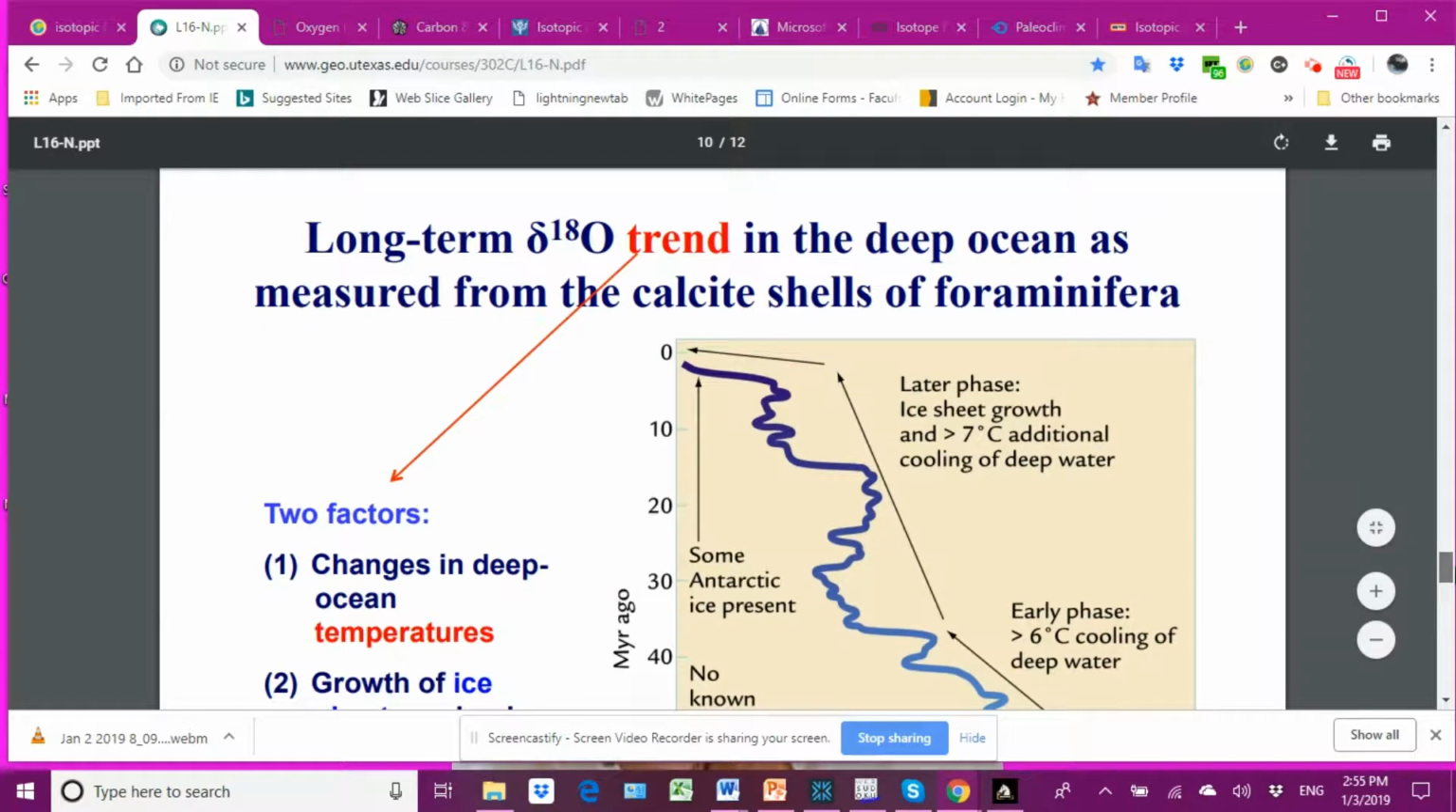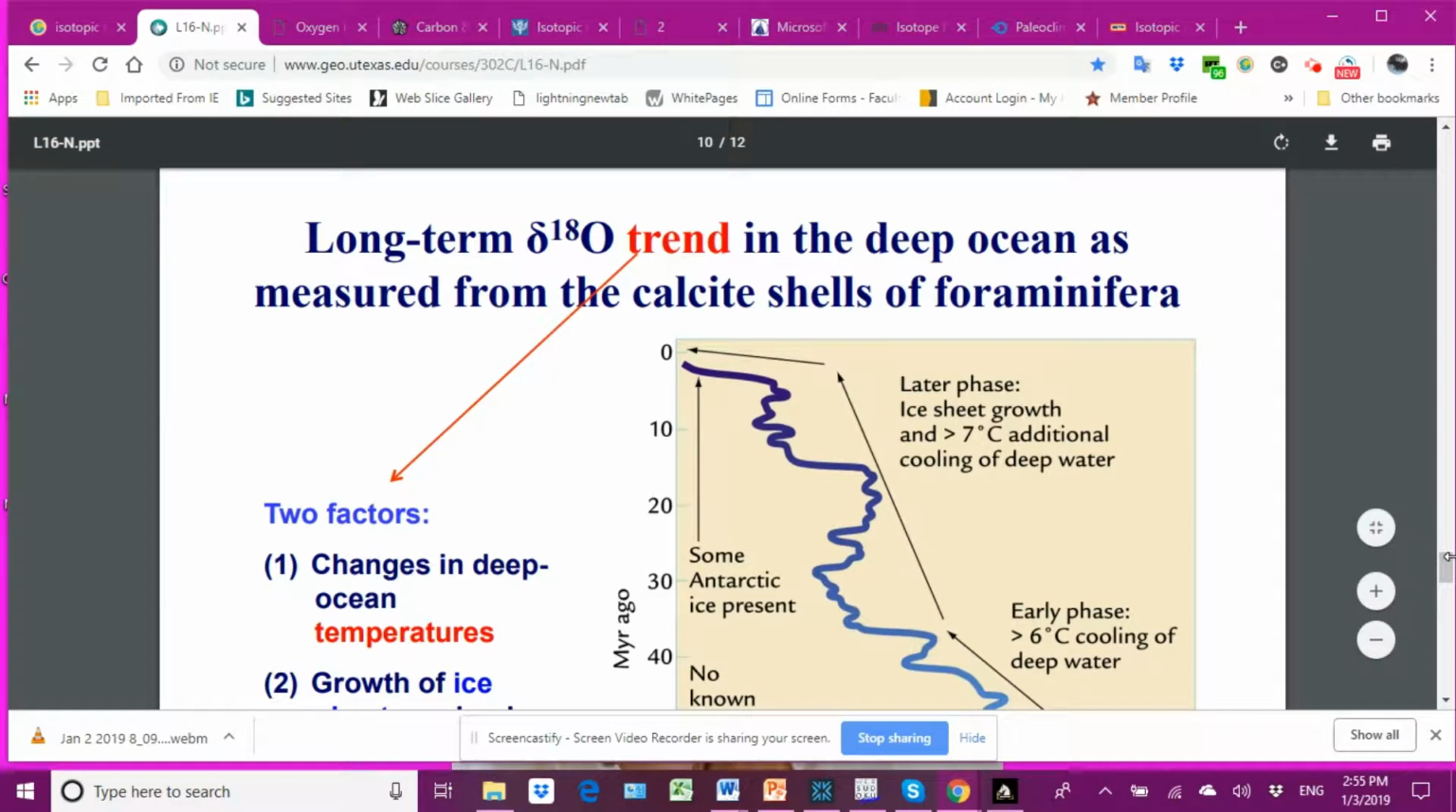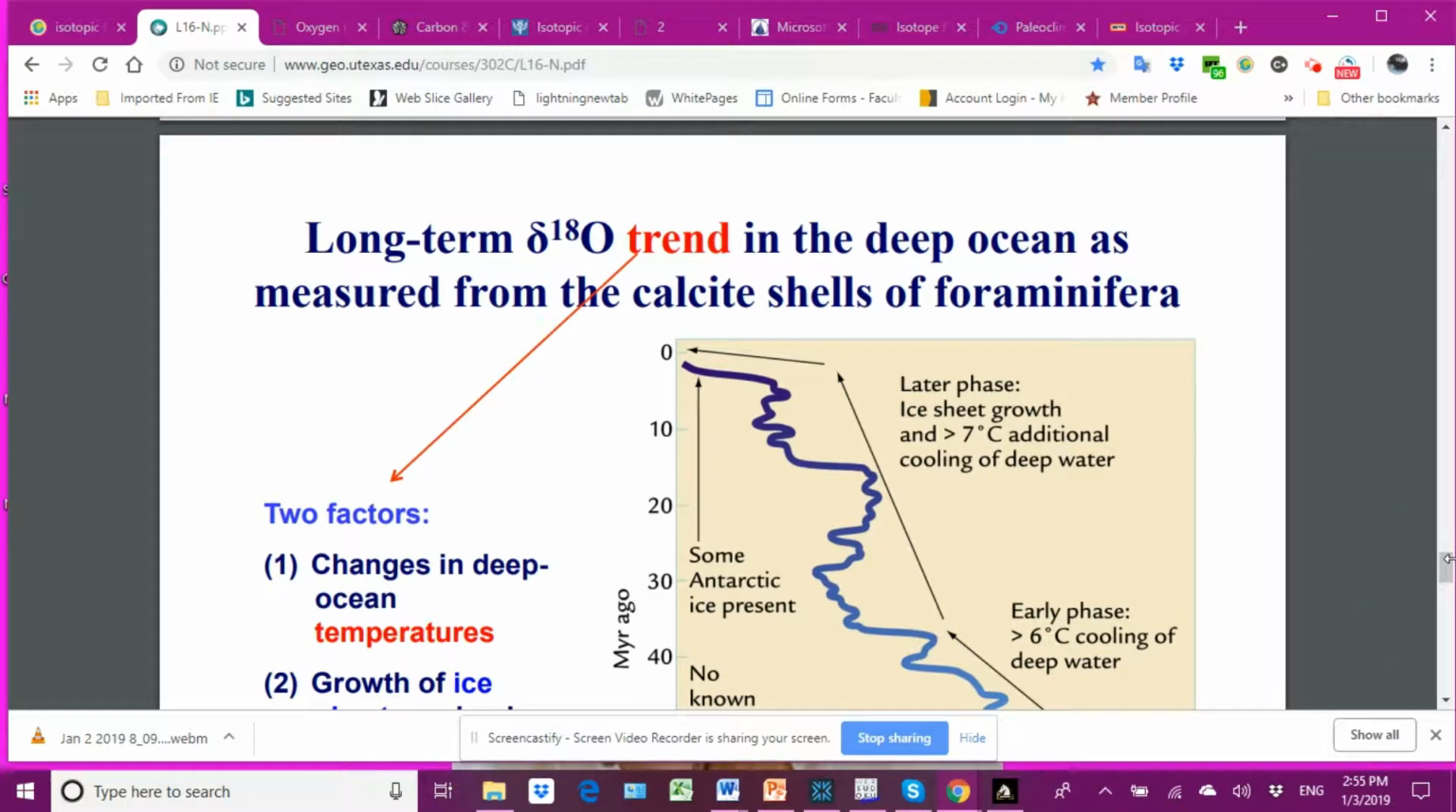So now the long-term δ18O trend in the deep ocean as measured from the calcite shells of foraminifera, forams. Now, you have to keep in mind there are two forms of foraminifera. You have planktonic, which are the ones floating in the water column, and you have benthic, those that are found in the substrate. And they can yield two different results. We'll be discussing that in a bit.